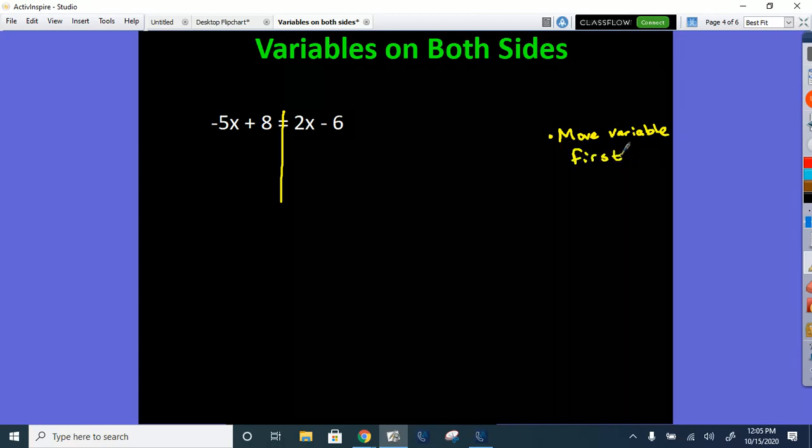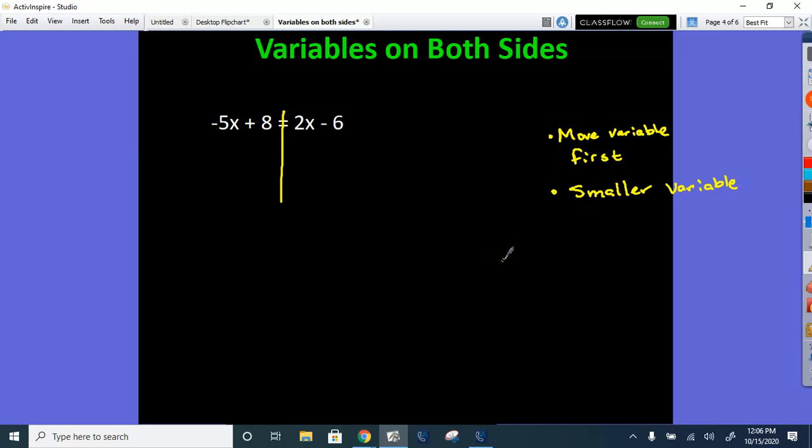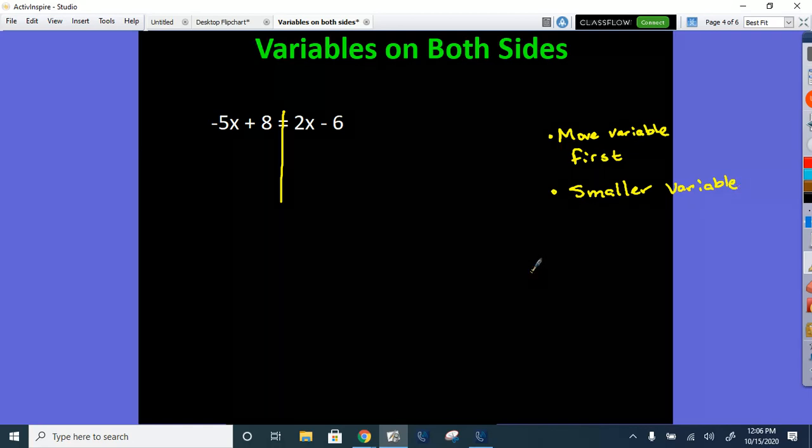We actually have these things called special solutions. You'll start seeing those in our next video, but here we want to move our variable first. More specifically, we also want to move our smaller variable. That's the variable we take and move to the other side. When I say move to the other side, what I'm talking about is making one value 0 and then moving it to the other side of our equation.